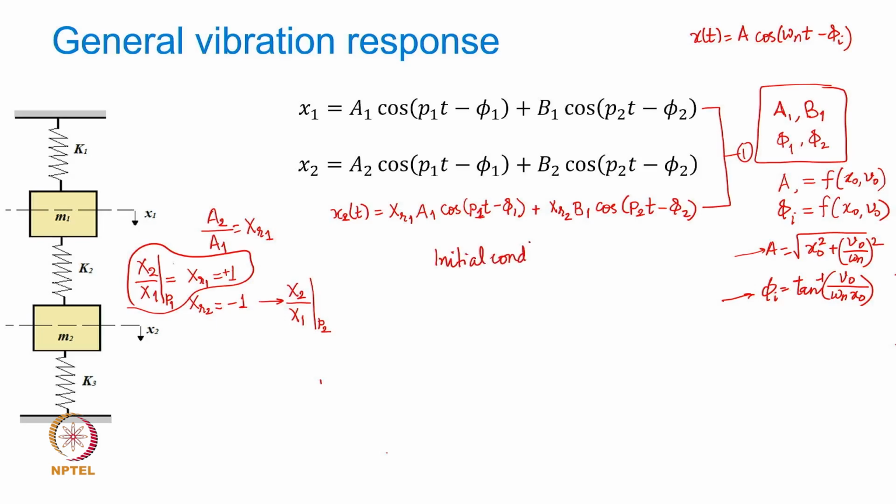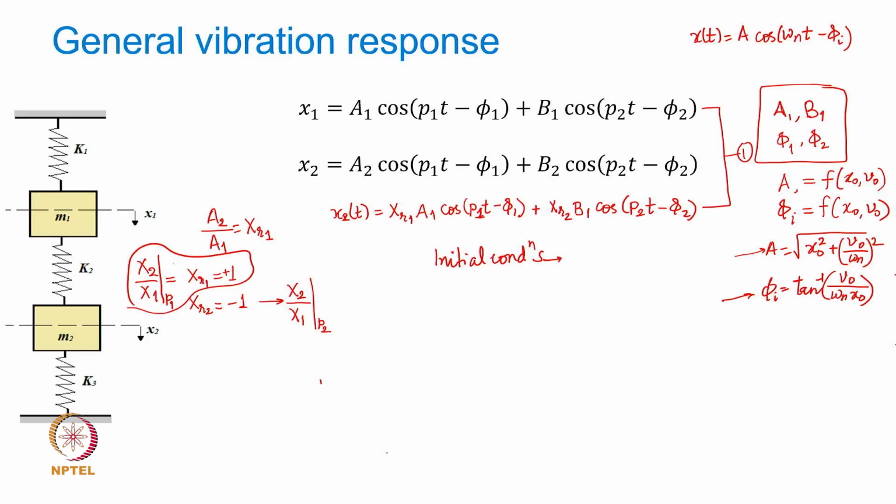So, when you substitute the initial conditions, you get all four constants, because now you will have two displacement equations and two velocity equations, four equations and four unknowns, and a straightforward mathematical exercise to get the values of the unknown constants A1, B1, phi 1, phi 2. Once these are known, your x1(t) and x2(t) will be completely defined, and then you can find out the response at any instant of time.